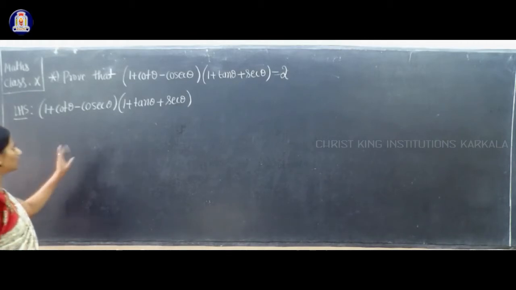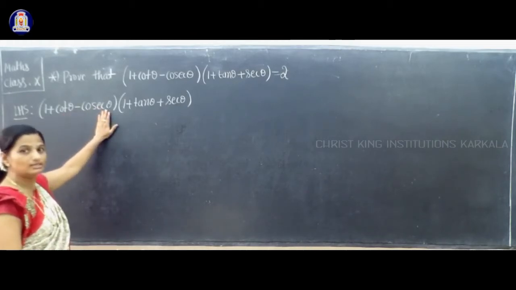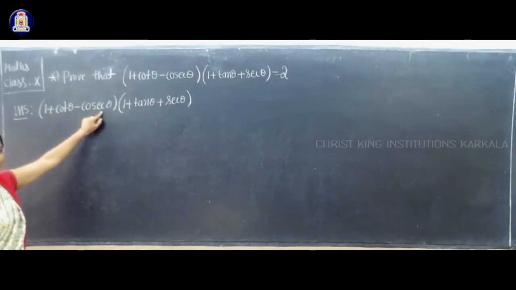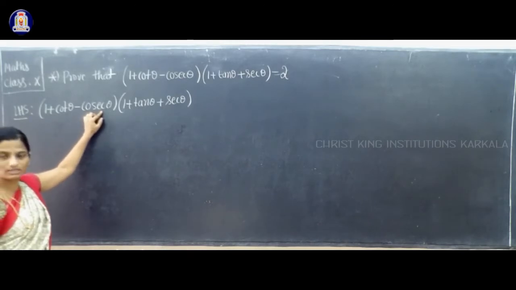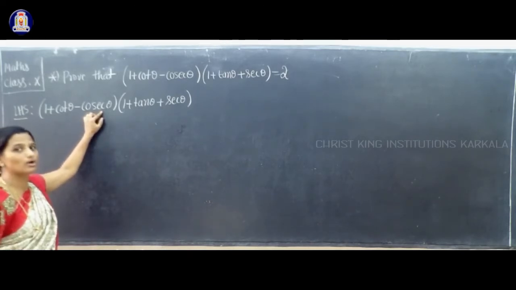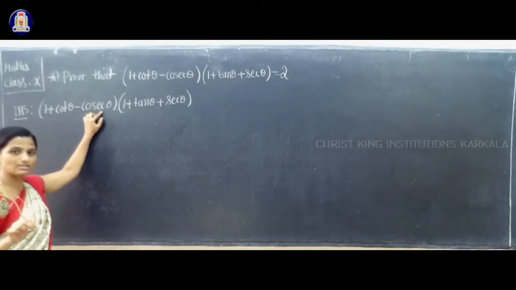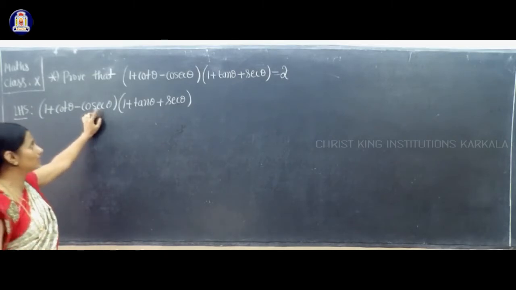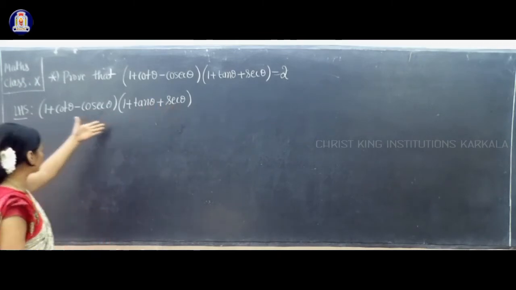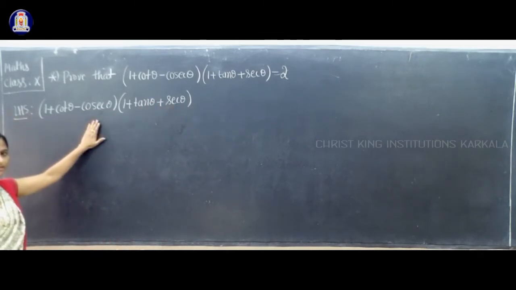Is it possible to apply an identity? No. Here it is cot, and the identity is cot square. Cosecant, the identity is cosecant square, right? So 1 plus tan square is equal to secant square, and 1 plus cot square is equal to cosecant square. But here it is tan and here it is secant, so we can't use an identity.